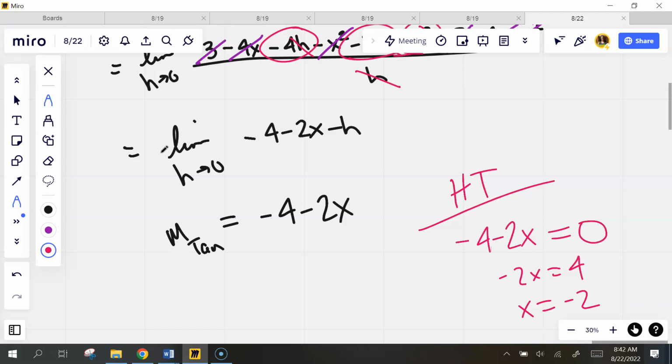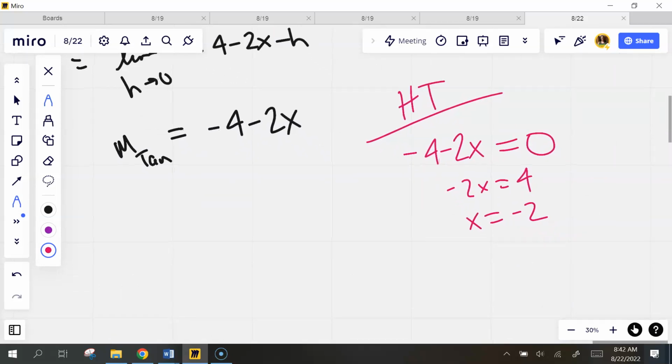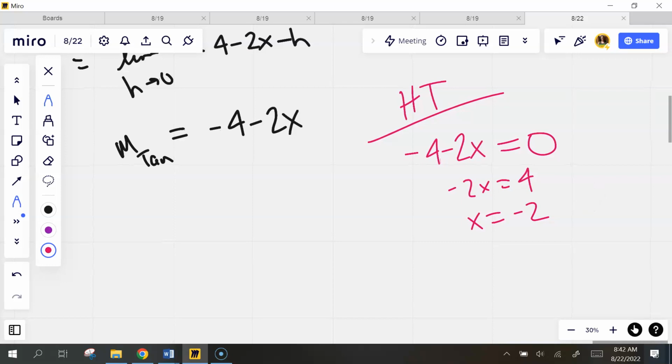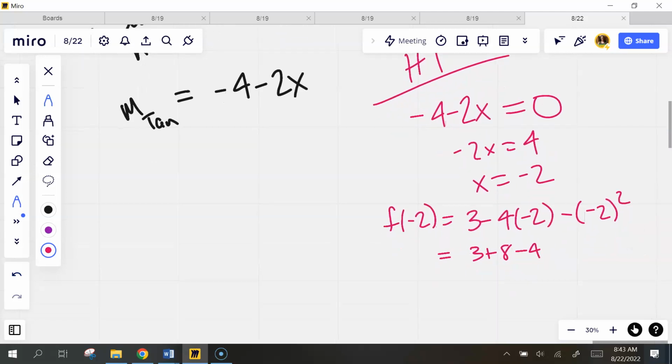It didn't just ask me what value of x, though. What did it say? At what point? Well, there's the x. A point has two parts, an x and a y. So now I have to go all the way back up and plug it in. Good job, Greer. What are we plugging into? The original equation, f of negative 2. 3 minus 4 times negative 2 minus negative 2 squared. 7.